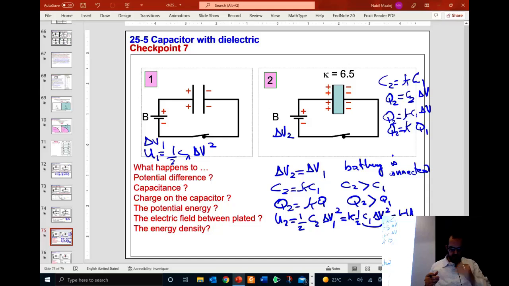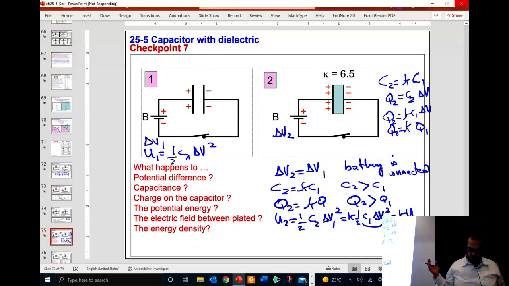Okay, so U2, it looks like everything is increasing. C2 increased, Q2 increased, U2 increased. Okay, how about the electric field between the plates? The electric field.